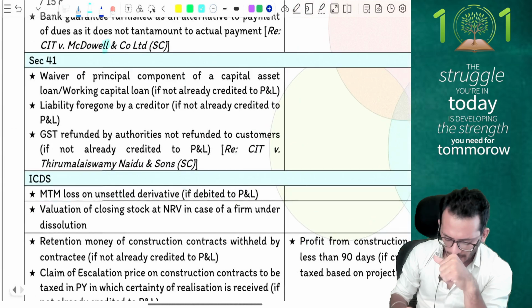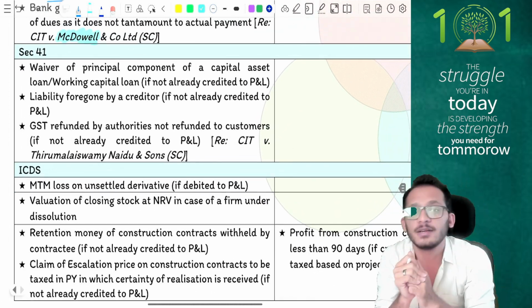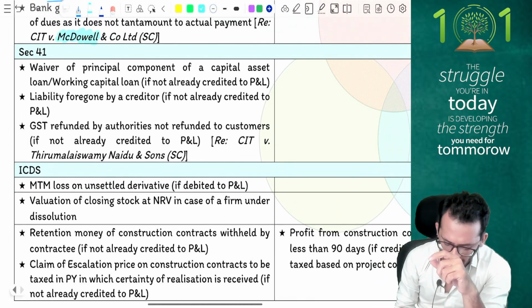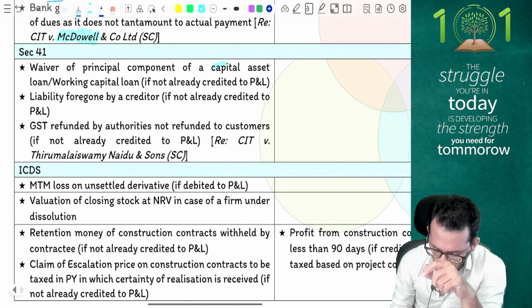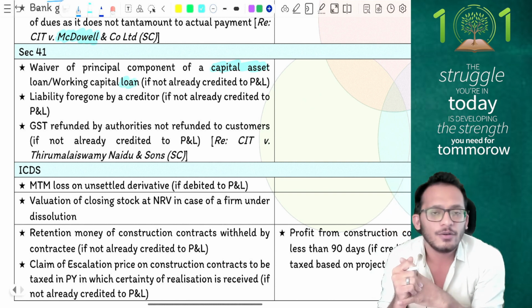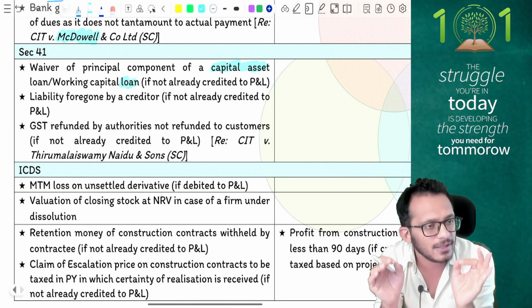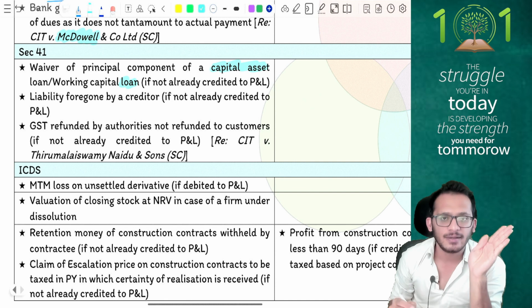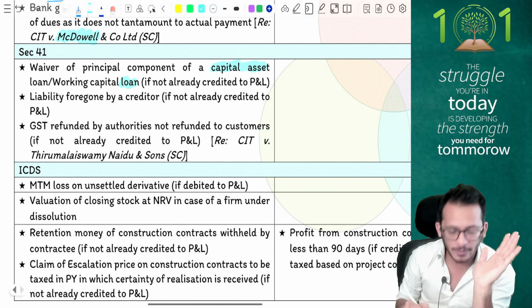Yes, great. After 43B comes 41 people. 41 where income tax comes and says, if you have done any waiver of principal component of a capital asset, then in that case I will treat it as an income. This was subsequently introduced in the income tax laws. So any waiver of principal component of the loans will be treated as an income if at all that is not already credited to P&L account.